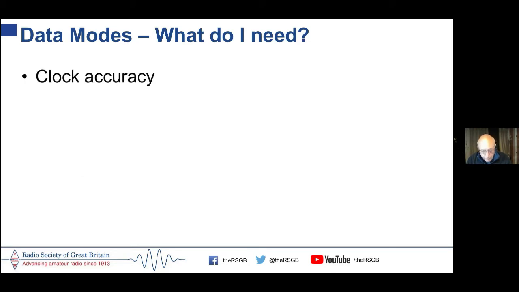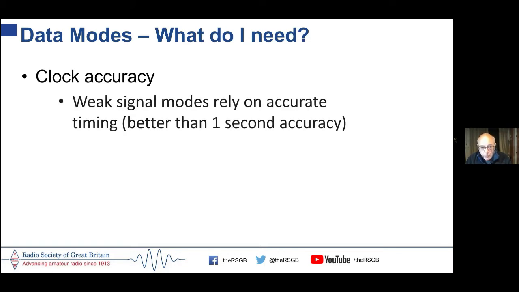Now, one of the things that people sometimes get overcautious about is clock accuracy. So a lot of the weak signal modes rely on using time slots for their transmission. And that means that everyone needs to be working with an accurate clock. But you don't really need much better than 1 second accuracy. So you can get a GPS based system, etc., but you don't really need to go to that extreme just to run the weak signal modes. So an internet connection will give you sufficient accuracy.